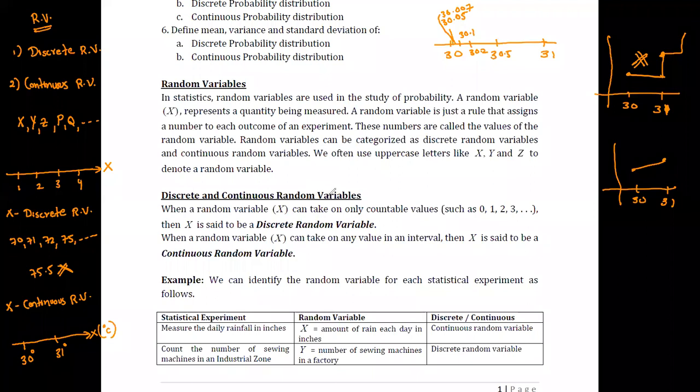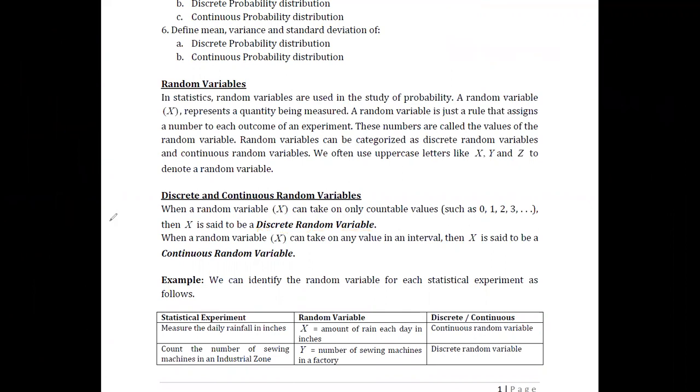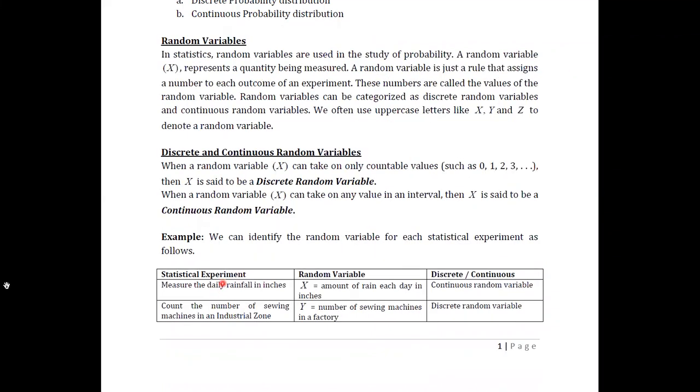Simply, we can say if we are taking an interval of values, it is a continuous random variable. If we are just assigning countable values for a random variable, then it would be a discrete random variable. And here there are several examples mentioned to find out the random variable and to identify whether the random variable is discrete or continuous.